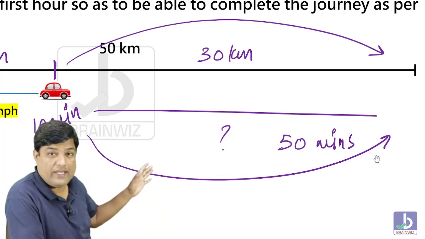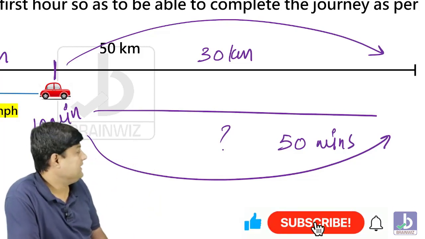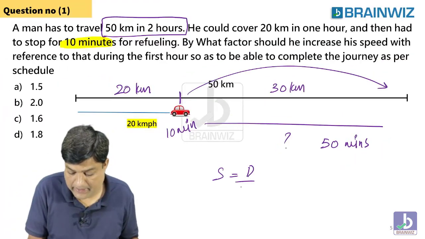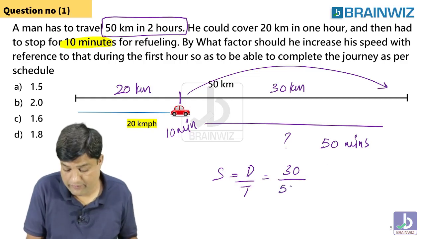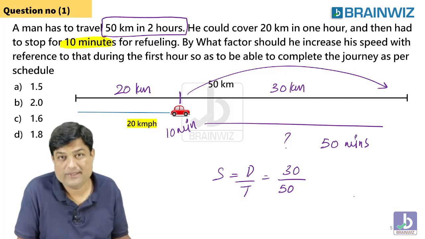This 30 kilometers which is left must be traveled in 50 minutes. So let's try to calculate speed. The speed is nothing but the distance by time. We all know that speed is equal to distance by time. Distance is 30 kilometers, which has to be covered in 50 minutes. Why minutes? Because only 50 minutes are left.